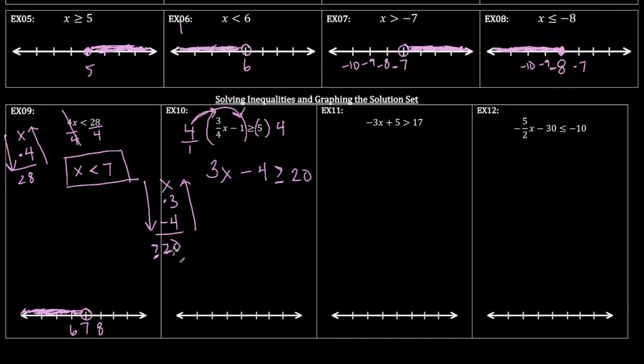That looks a little weird, but it'll do. So the last thing we did was minus 4, so we need to add 4. Plus 4, plus 4, so we get 3x is greater than or equal to 24. And then we divide each side by 3, because that's the opposite of multiplying by 3. X is greater than or equal to 8.